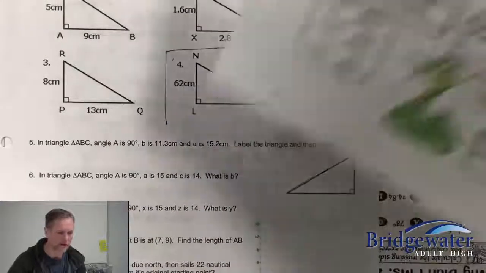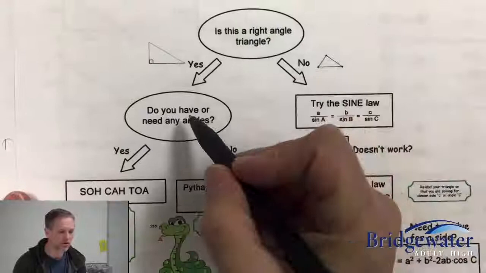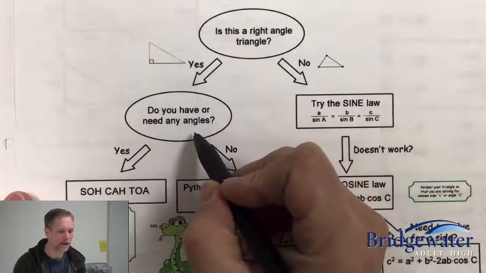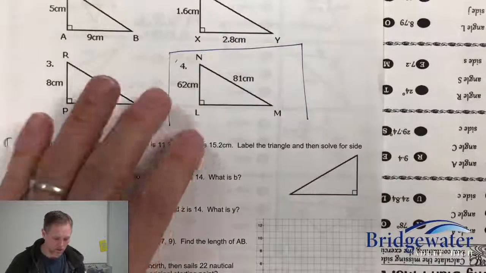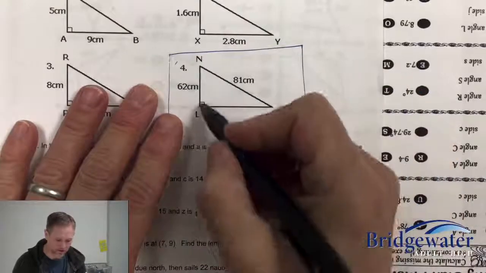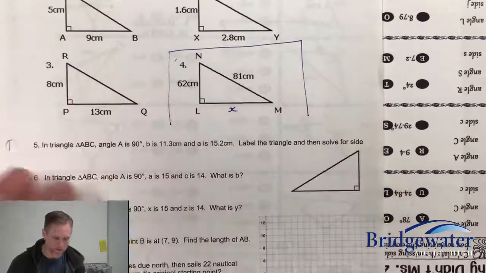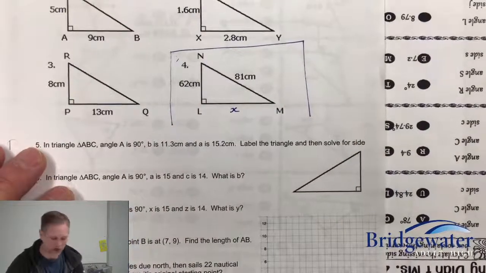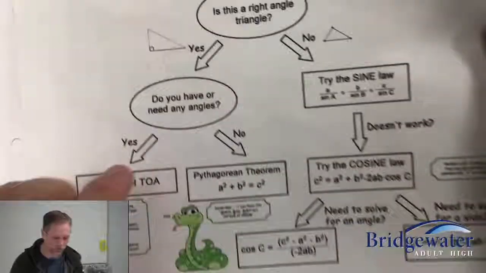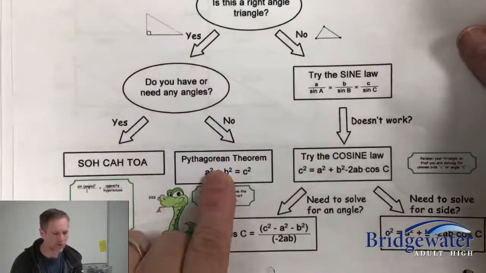Okay, second, so I'm just following this flow chart. Do you have or need any angles? Well, there's no angles given there, except for 90. And they're looking for that third side. So do I have any angles? No. Do I need any angles? No. I'm just looking for sides. So then use the Pythagoras theorem.